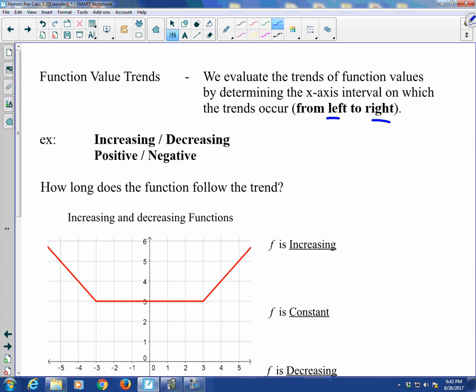Examples of this would be increasing and decreasing, where what x values make our function values increase, what x values make our function values decrease, and positive and negative, what x values make our function values positive and what x values make our function values negative. And when we're asked to evaluate these things, we're always going to be looking at the intervals of the x-axis that cause these function value trends. So right here, one way we can think about this is how long does the function follow the trend?